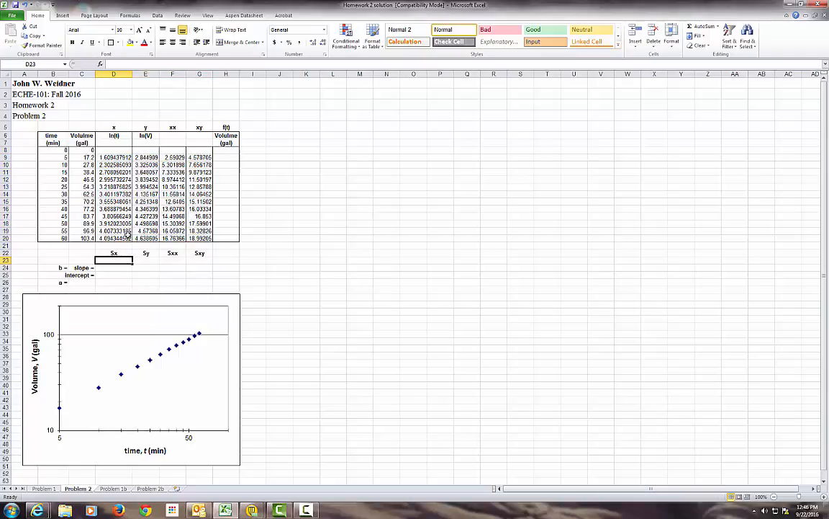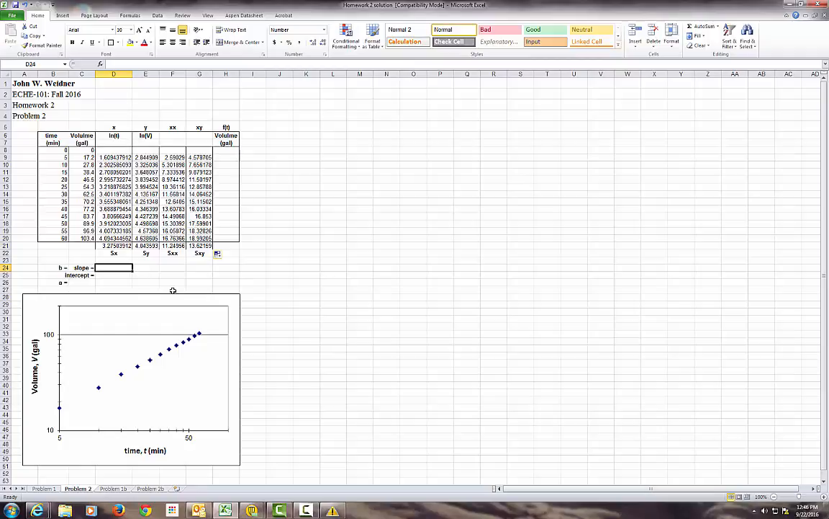Then my sums is going to be the sum of all this. And then again, I'm going to copy this over. Alright, so now I've got my sums, my 4 sums. Now I can go and calculate my slope.